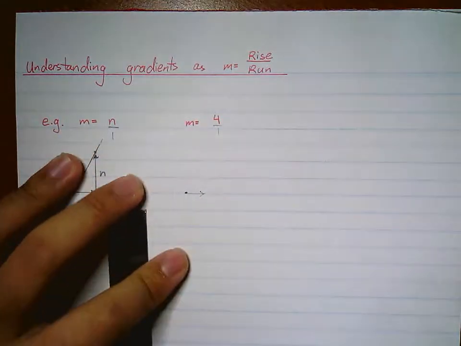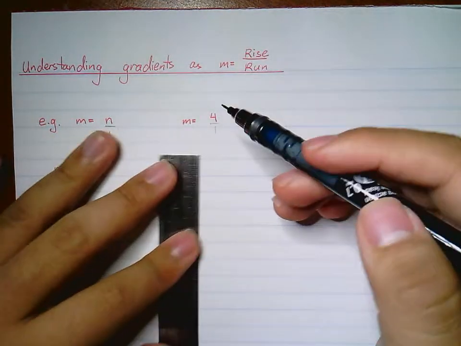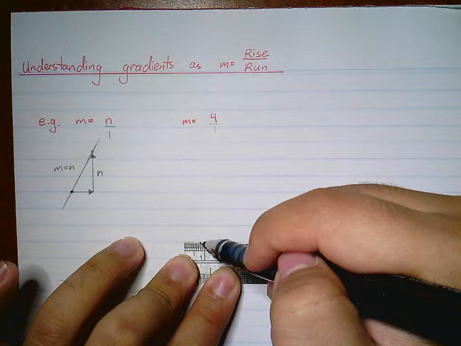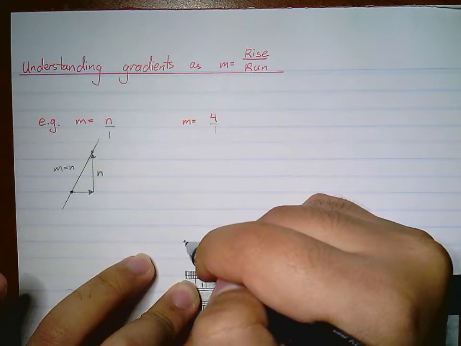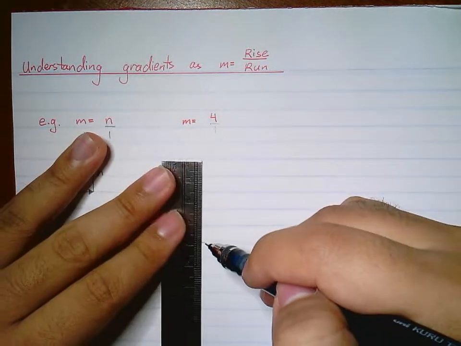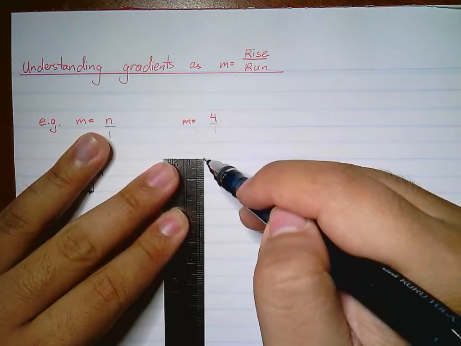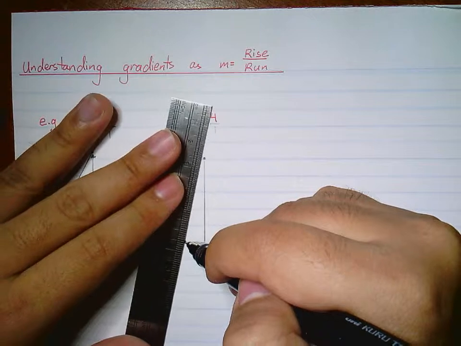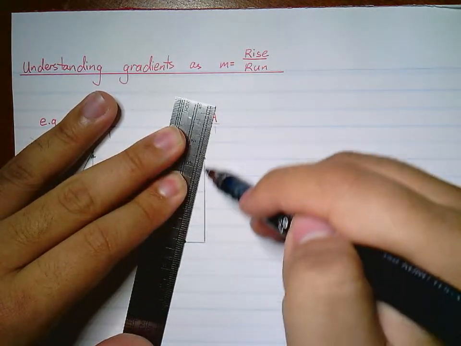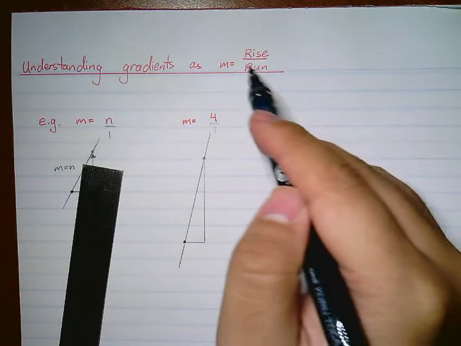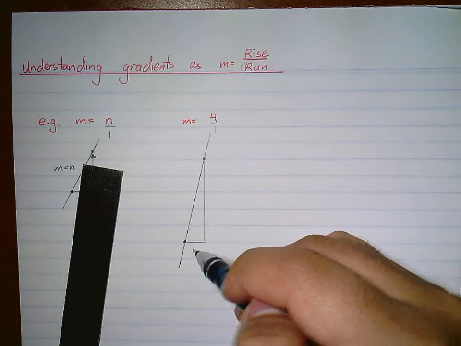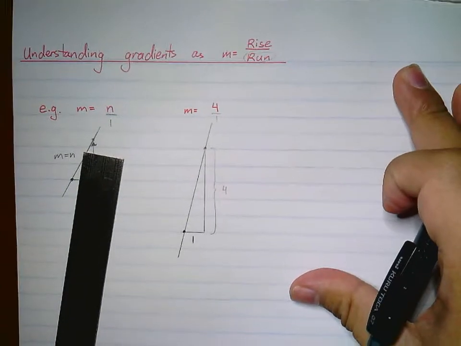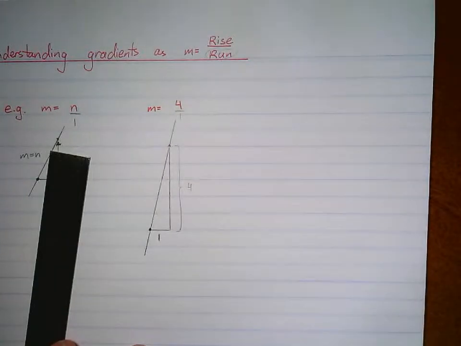I actually don't have enough room for that. Let me just quickly redraw that. So 1 unit across, so from here to there, it would have risen 4 units up. Like there. So these two dots that I'm joining is a gradient of 4 because it has run across 1 and it has risen 4 units up.